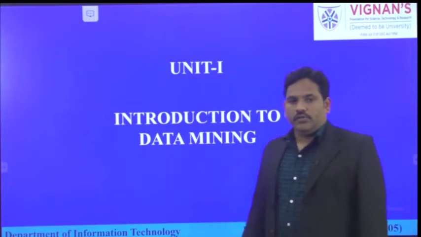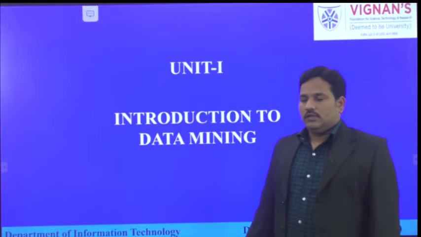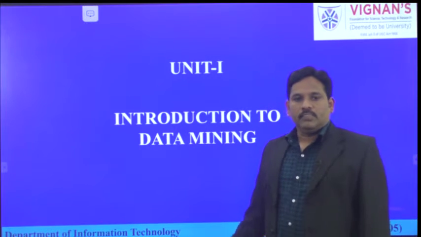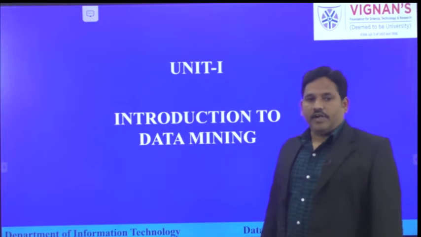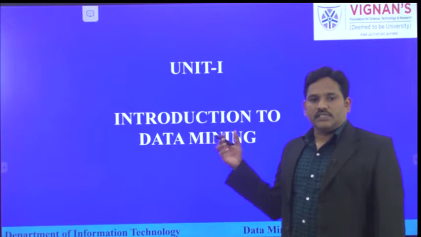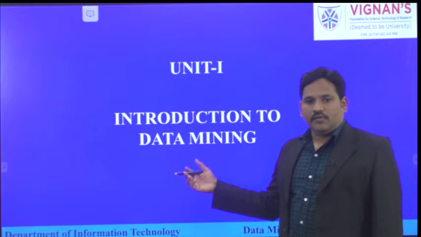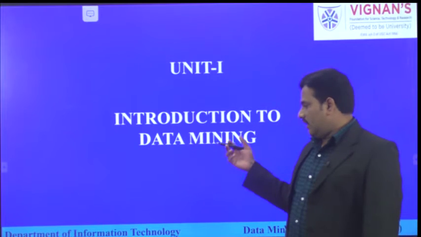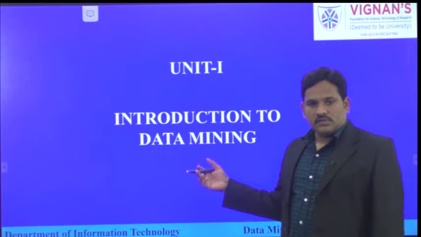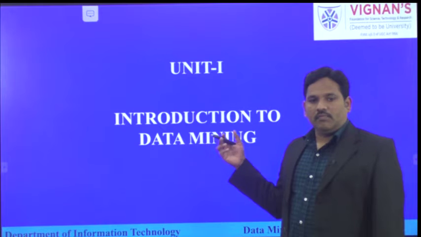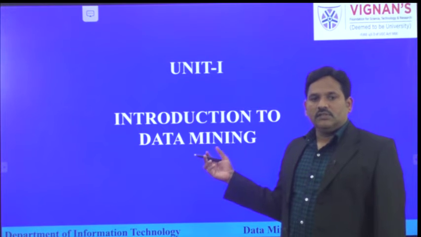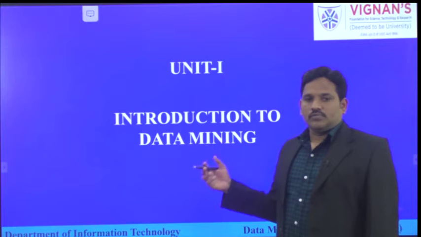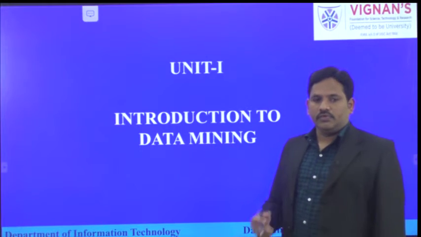In this unit number 1, we are going to see the basic concepts of data mining, like introduction to data mining, various applications of data mining, what the various functionalities or data mining tasks are that are applied in real-time applications, what the various data mining metrics are, and how database and data mining differ from each other, and we will see the evolution of data mining in detail. These are the concepts that are going to be covered in detail in this unit number 1.